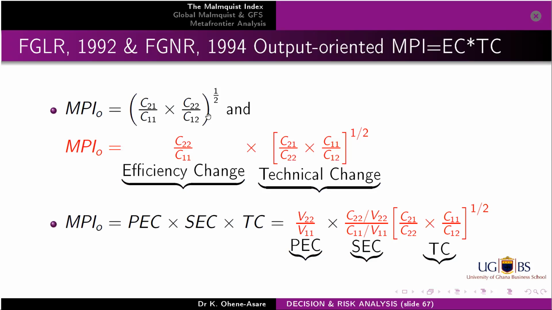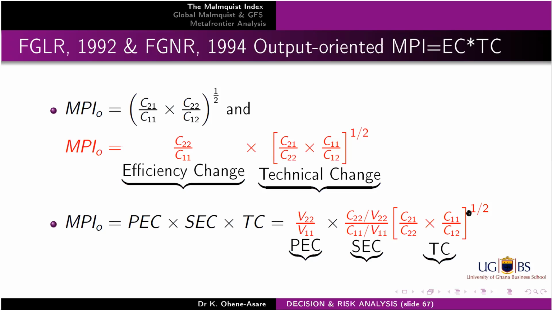Now, this is the 3-part decomposition that was suggested by Grosskopf, Norris, and Zhang in 1994. They decided to bring the scale into the picture. As you know, in a normal efficiency, you can split the technical efficiency into pure technical and scale efficiency. The same thing here: pure efficiency change and then scale efficiency change. And this is new, so I want you to pay attention. And of course, the technical change still stands as it is.